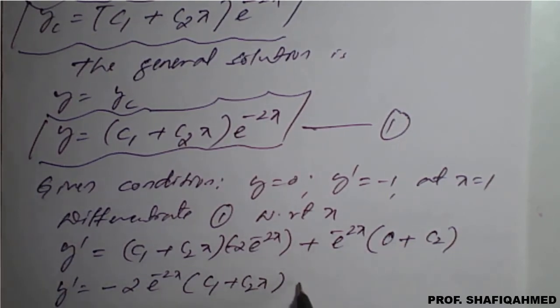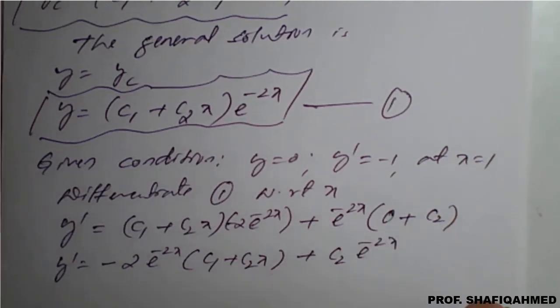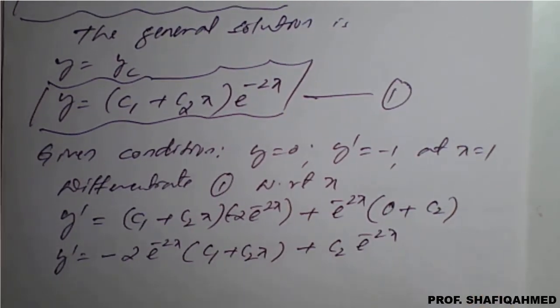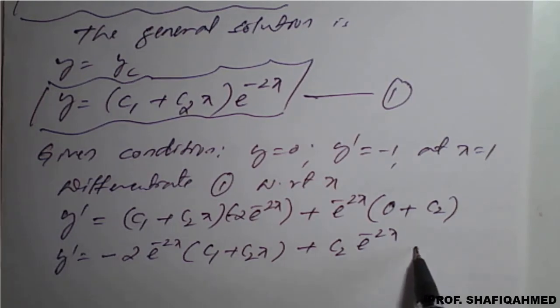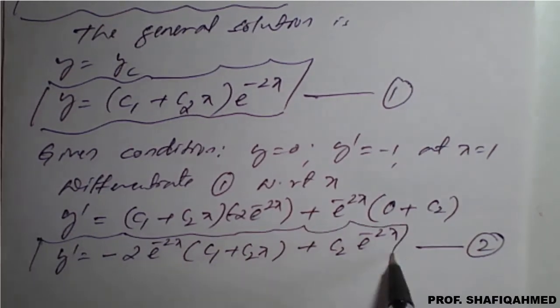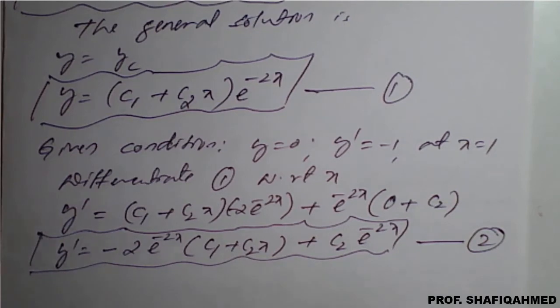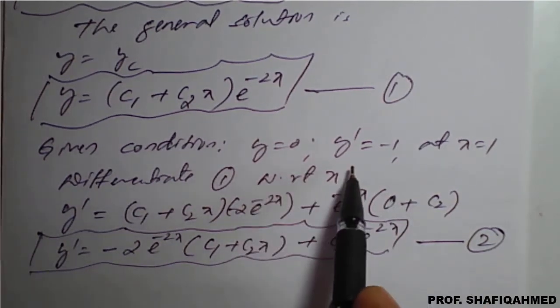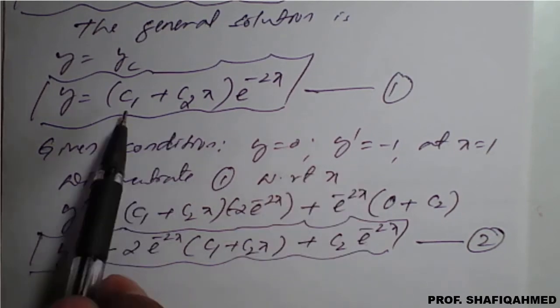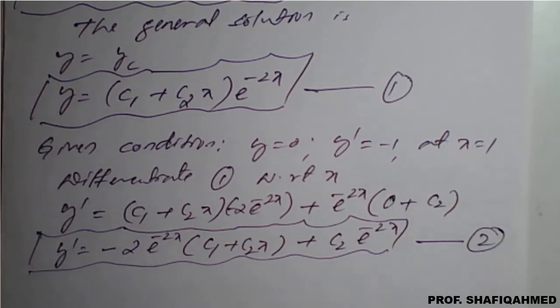So if you simplify this, it will become c2 into e raised to minus 2x. Okay, so this is our equation number 2 now. Because the condition is given, we need to go for the differentiation of 1. Now, using 1 and 2, if they have given the condition, it means that we are going to eliminate the arbitrary constants c1 and c2. So let's see that one.